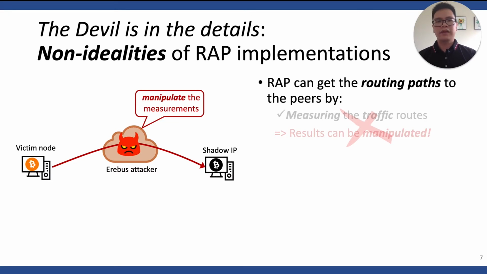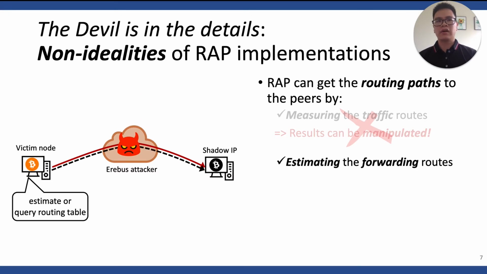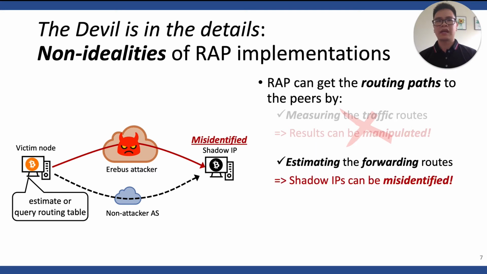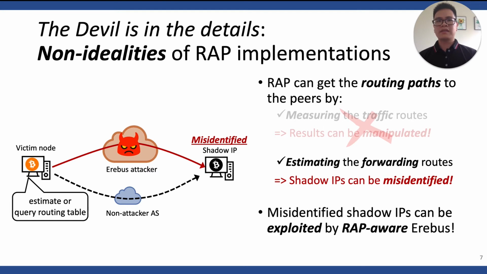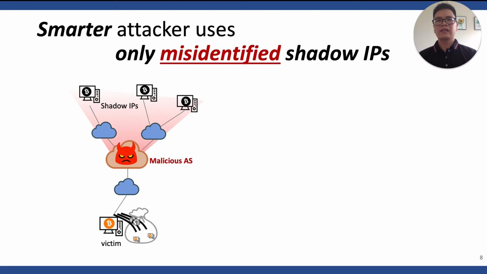Alternatively, the victim can estimate the forwarding route or query the route from the local routing tables. However, the estimation can be inaccurate and miss the on-path attacker, and this leads to some shadow IPs being misidentified. Worse, those misidentified IPs can be exploited by the Erebus attacker. We are now aware of this RAP defense. In particular, smarter Erebus attackers can use only misidentified shadow IPs to undermine RAP.